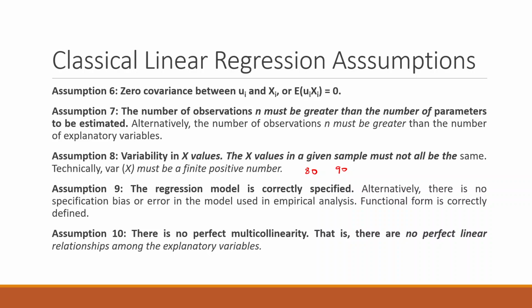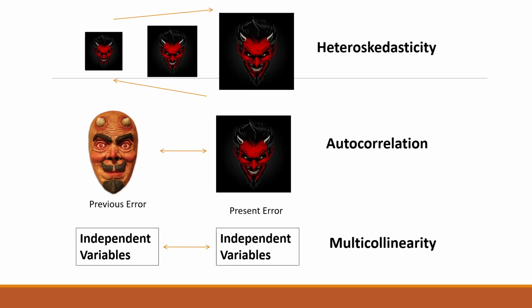There is no perfect multicollinearity between the two independent variables. I have tried to explain this with some memes. Let's try to understand. The error should not increase or decrease. If the error is increasing or decreasing, it is known as heteroscedasticity.